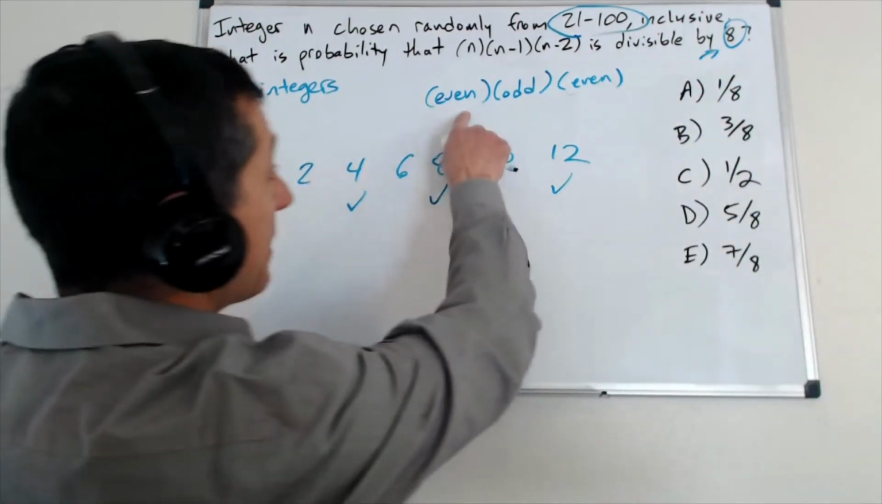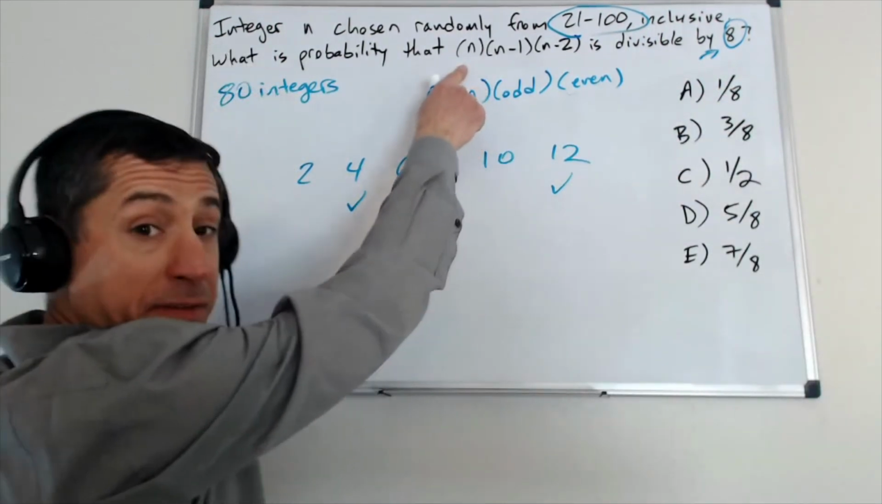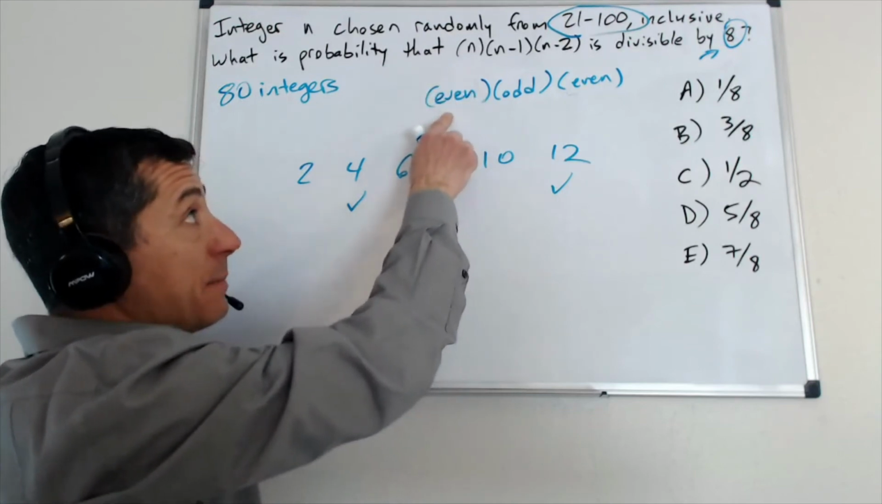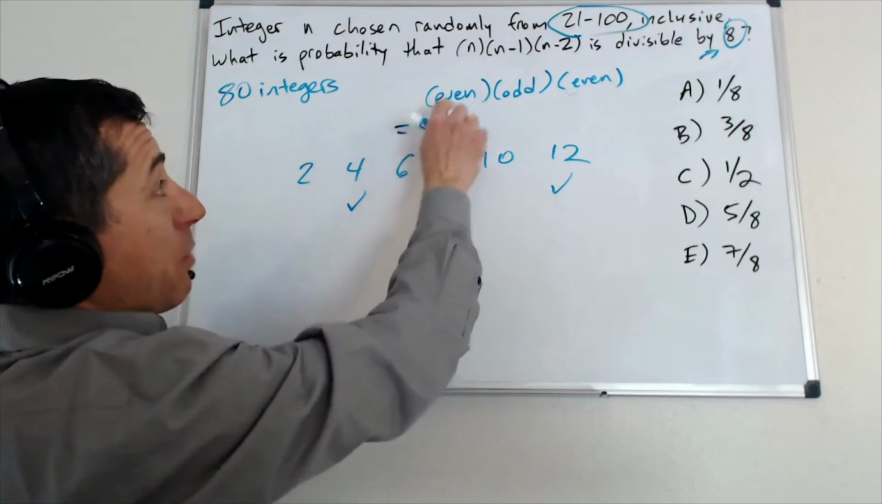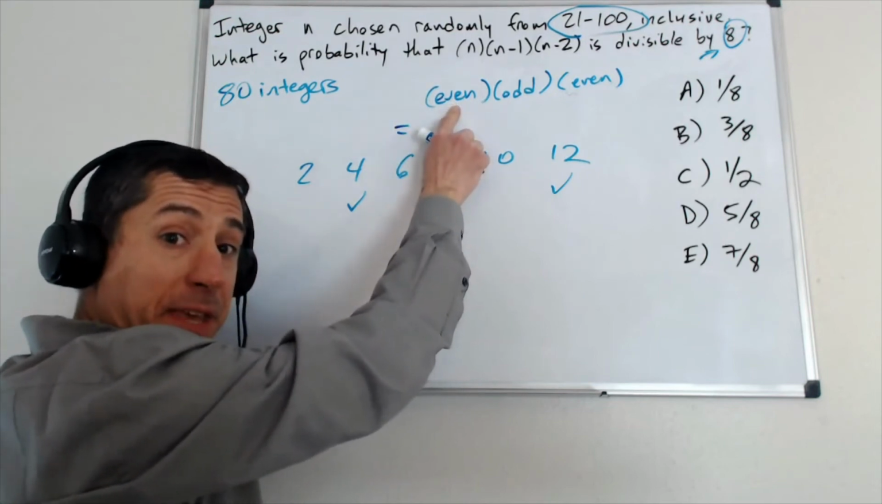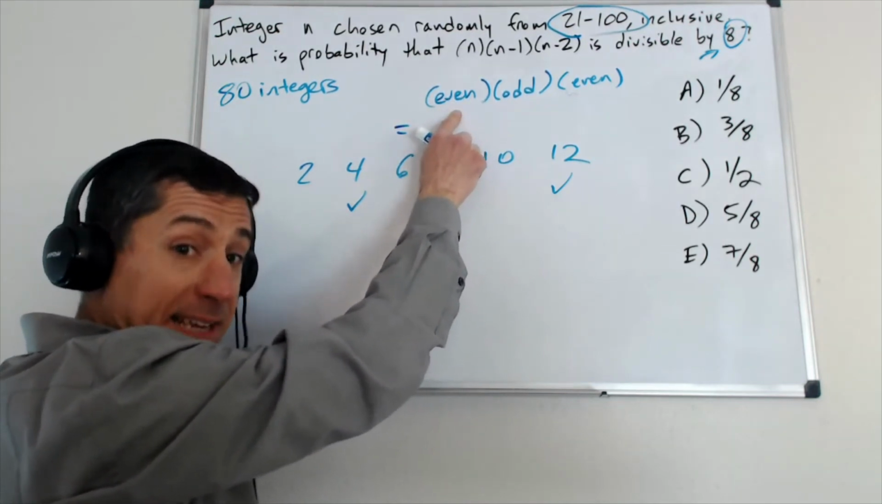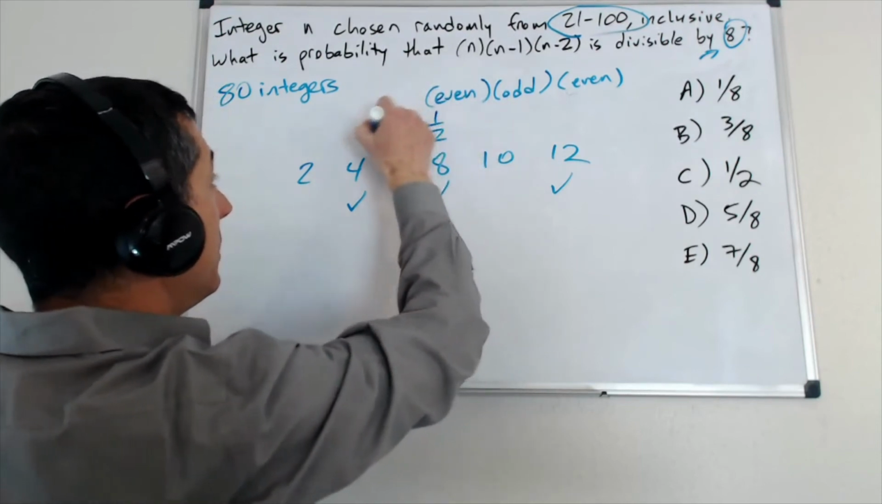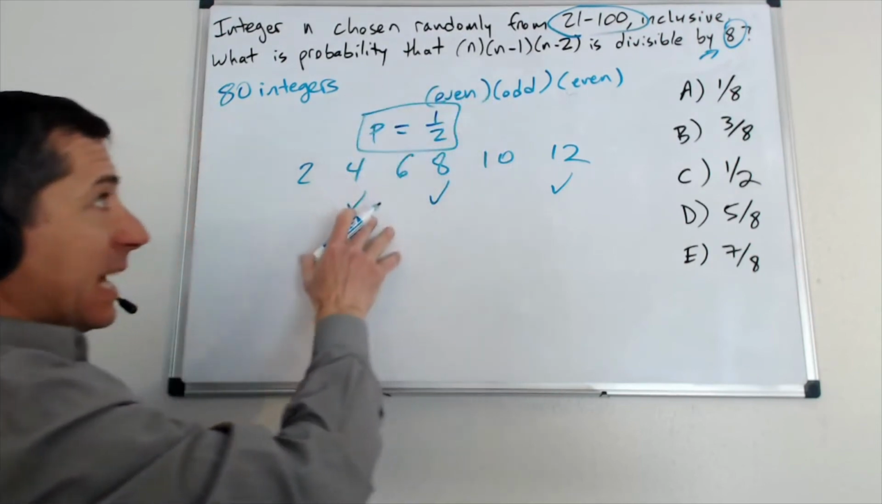So what's the probability that this is the case? Well, 50-50 shot, right? Out of any 80 consecutive integers, 40 of them are going to be even. So I know that the probability that n is even is going to be 1/2. Okay, let's hang on to that.